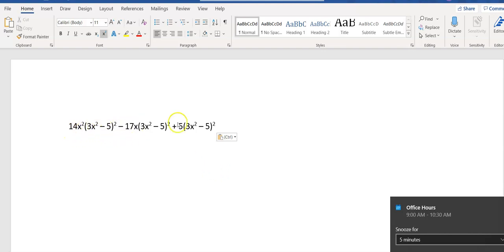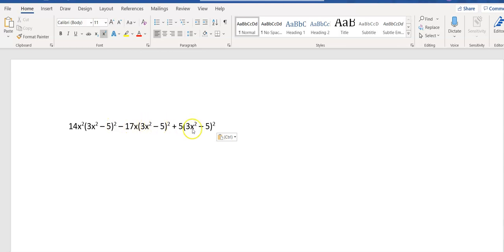Okay, so we're factoring something that looks like this, and I want you to notice in each term there is this quantity, 3x squared minus 5 to the second power. It's in every single one of them. So the first thing we'll factor out is that common quantity, and we'll factor it to the front of the expression.